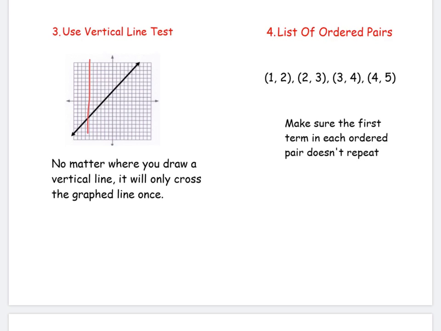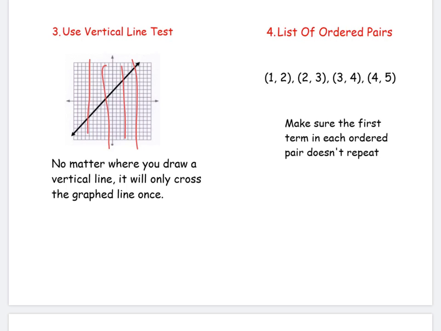So if you look at that red line, it only crosses that graph one time. There's nowhere I could draw a red line vertically and have it cross that black line more than once. No matter where I draw that red line, the graph is only going to be crossed once. So this would be a function.